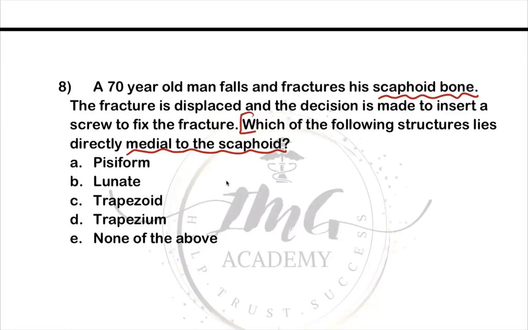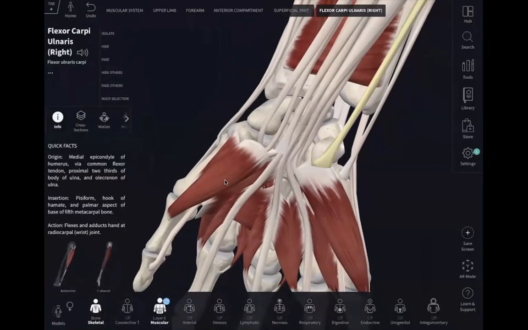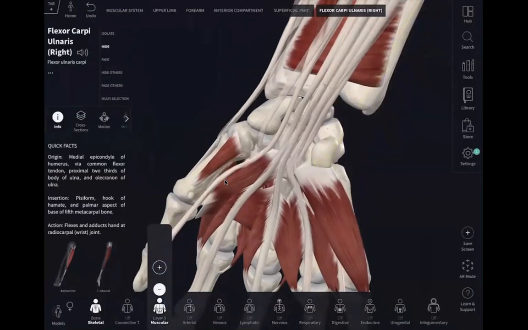So now tell me, remember the proximal row from lateral to medial. What are those? It will be scaphoid, lunate, triquetrum, and pisiform. So the structure that lies directly medial to the scaphoid is, the answer is B, lunate. Exactly. This is a 10-second question. For those who have joined late, I'm just trying to show you the same thing again.